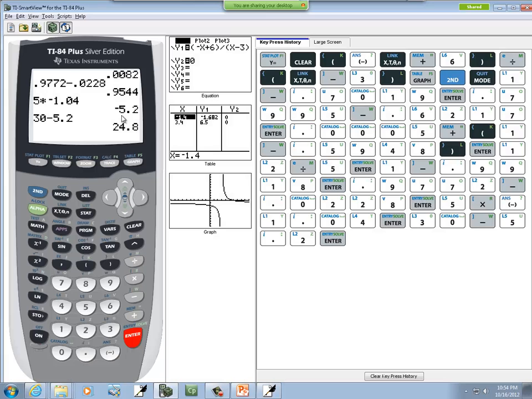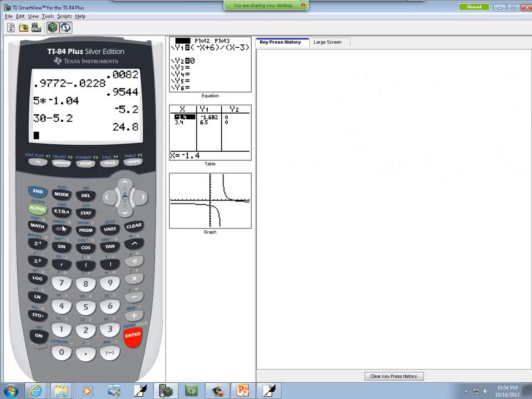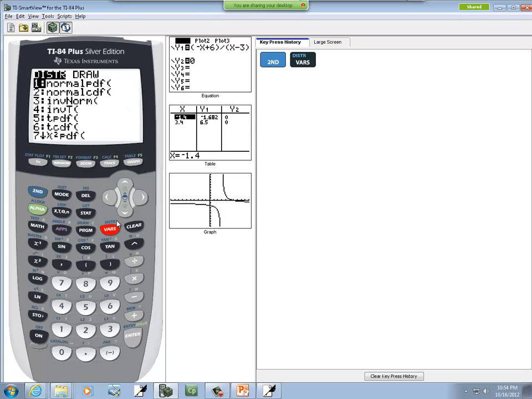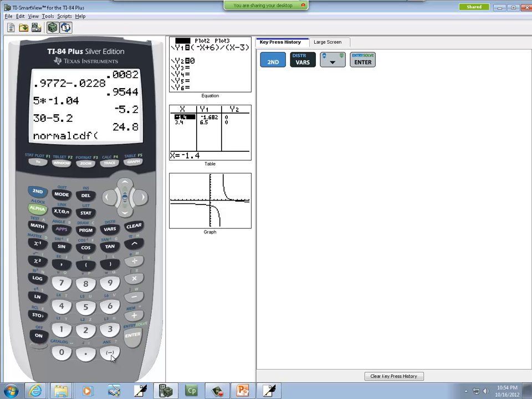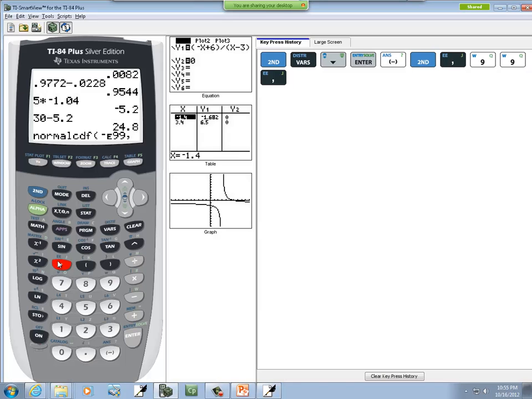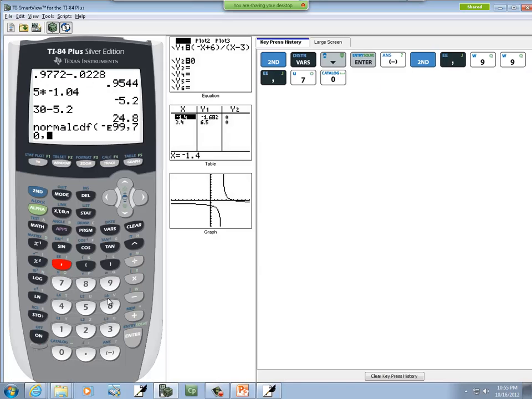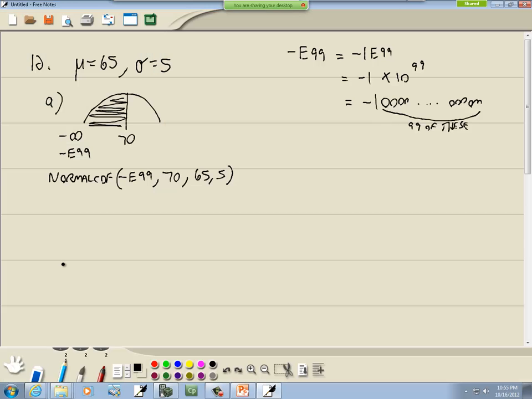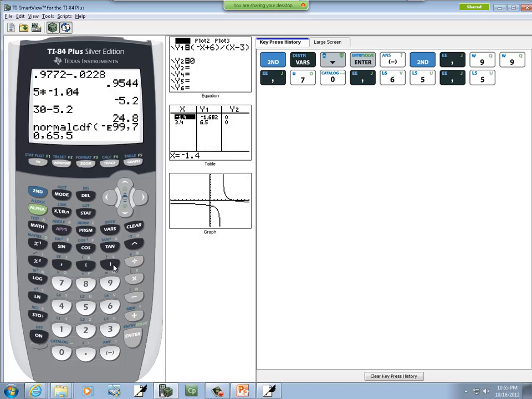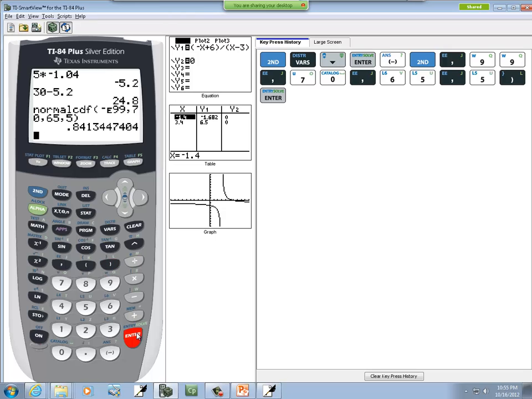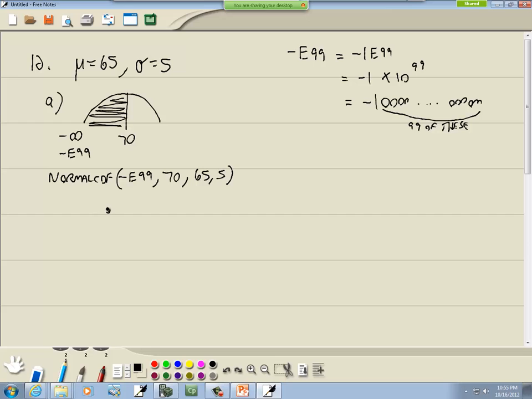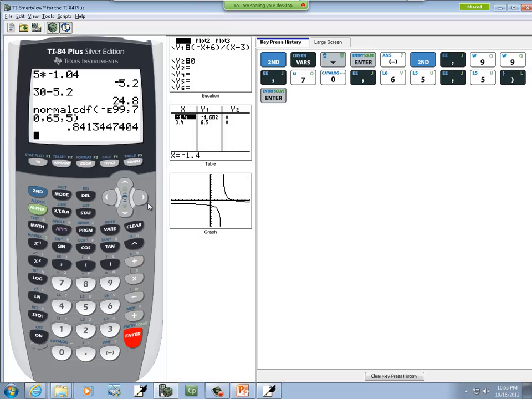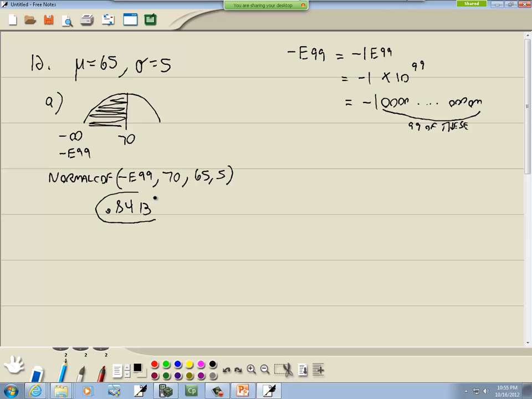So let's go put this in the calculator. It's under distribution, so you do second vars, and normal CDF is your second one, so you down arrow to it. Press enter. Then we'll do a negative. To get to E, do second comma. That puts your E on there. 99 comma 70 comma 65 comma 5. You can put a closing parenthesis if you want, and then enter. And we'll take it to 4 decimal places. So we got 0.8413. And that would be our probability.